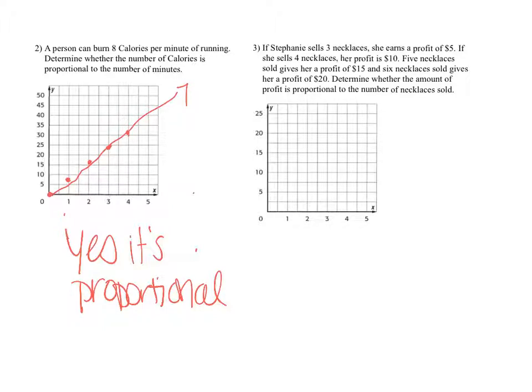Okay. Number 3, if Stephanie sells 3 necklaces, she earns a $5 profit. If she outsells 4 necklaces, her profit is $10. 5 necklaces, her profit is $15, and 6 necklaces sold gives her a profit of $20. Determine whether the amount of profit is proportional. I'm going to draw a table on this one first, just so we can put those points there. Are y'all good with that? Yeah. Okay, so let's draw a table.